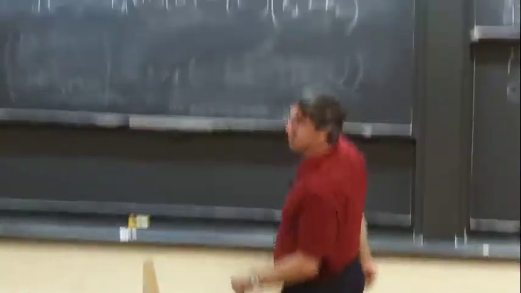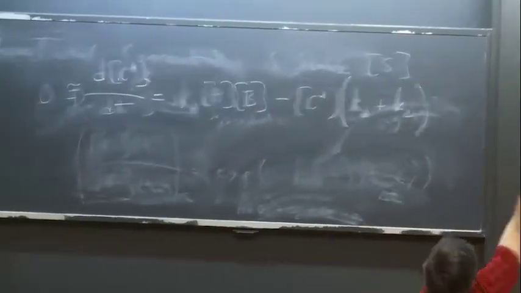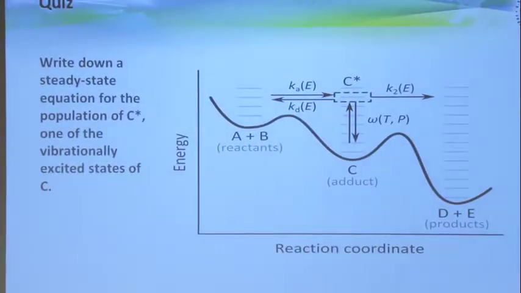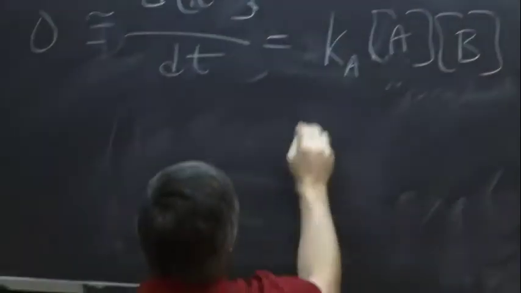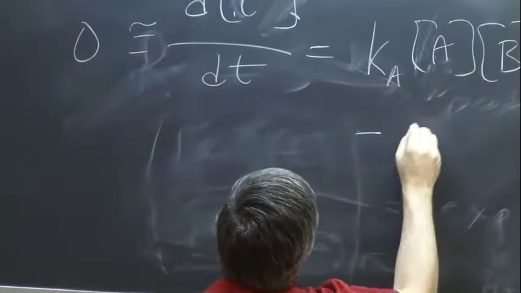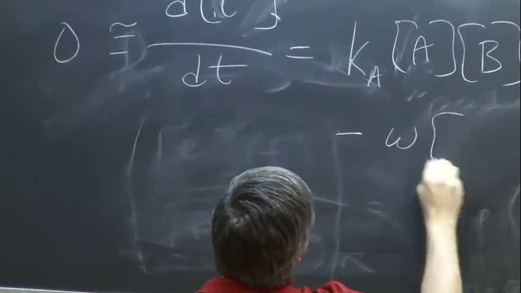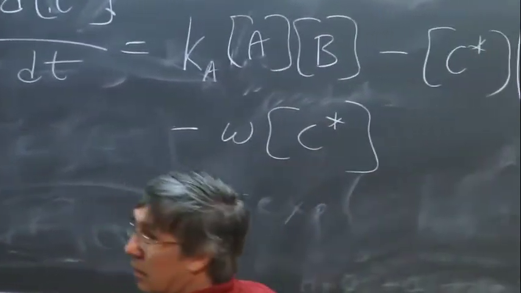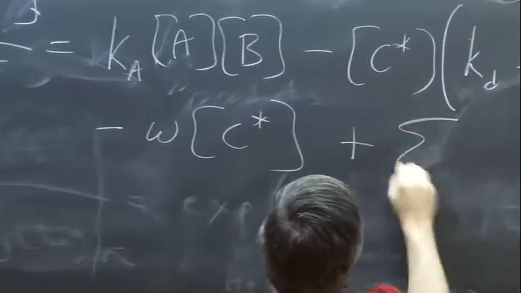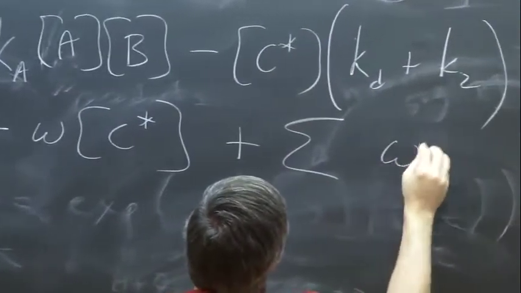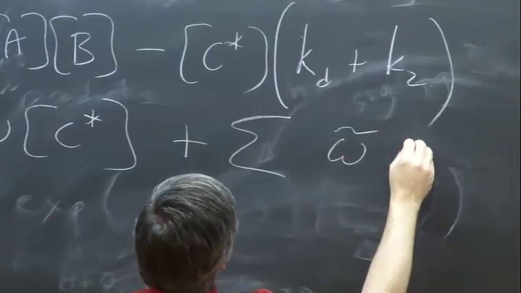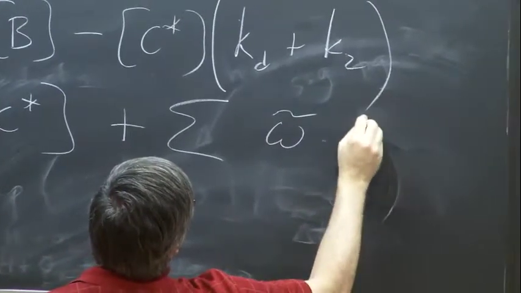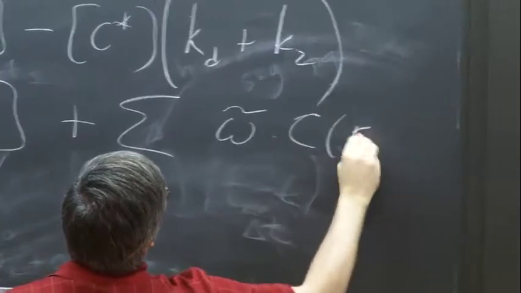All right, looks good. And actually there's one more term. You can lose C star because it can get knocked down into C. What's the rate constant? They're called omega. So it could have minus omega concentration of C star, and then actually plus the summation of a whole bunch of other omegas that are all about C with every other possible energy.